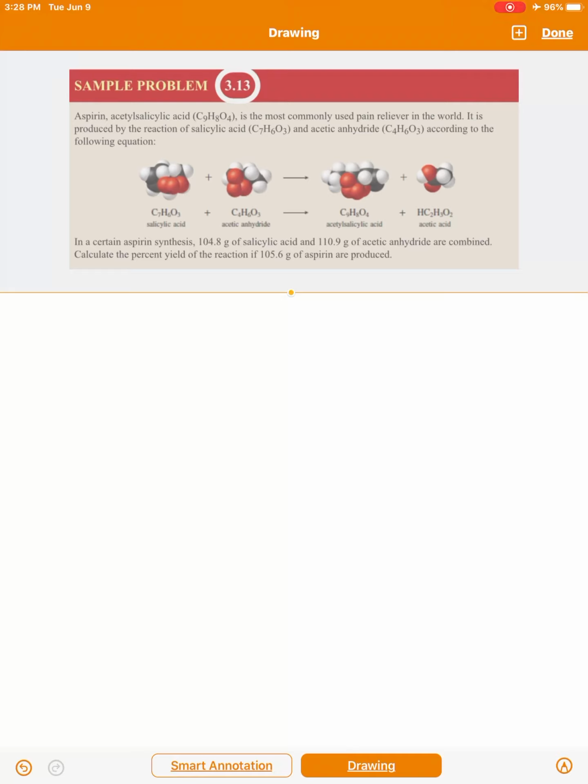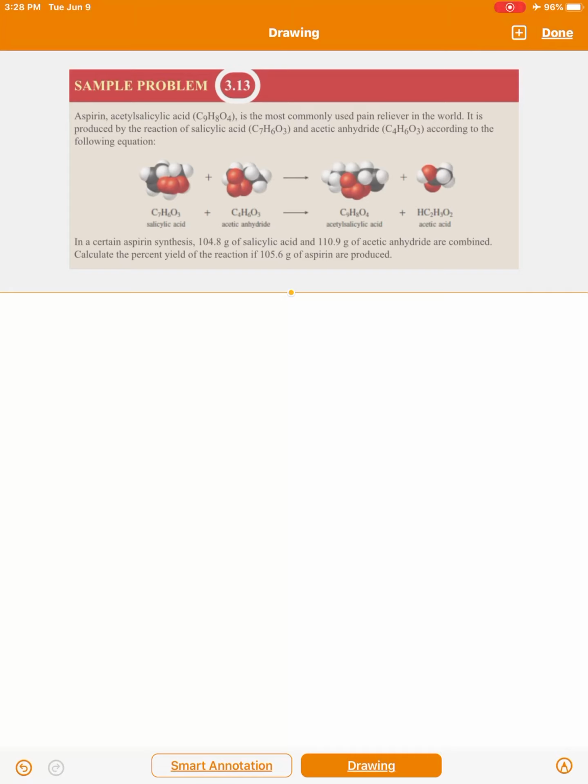1 mole of salicylic acid reacts with 1 mole of acetic anhydride, and that forms 1 mole of acetyl salicylic acid plus 1 mole of acetic acid. Okay, so the balanced equation has coefficients of 1 in front of every reactant and product.